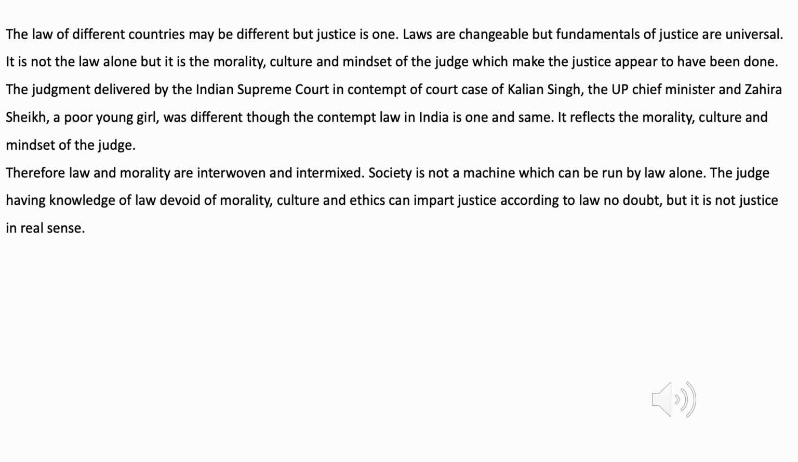Society is not a machine which can be run by law alone. The judges have knowledge of law. Having knowledge of law devoid of morality, culture and ethics can impart justice according to law, but it is not justice in the real sense. Therefore, justice entails a mix of both morals and law.